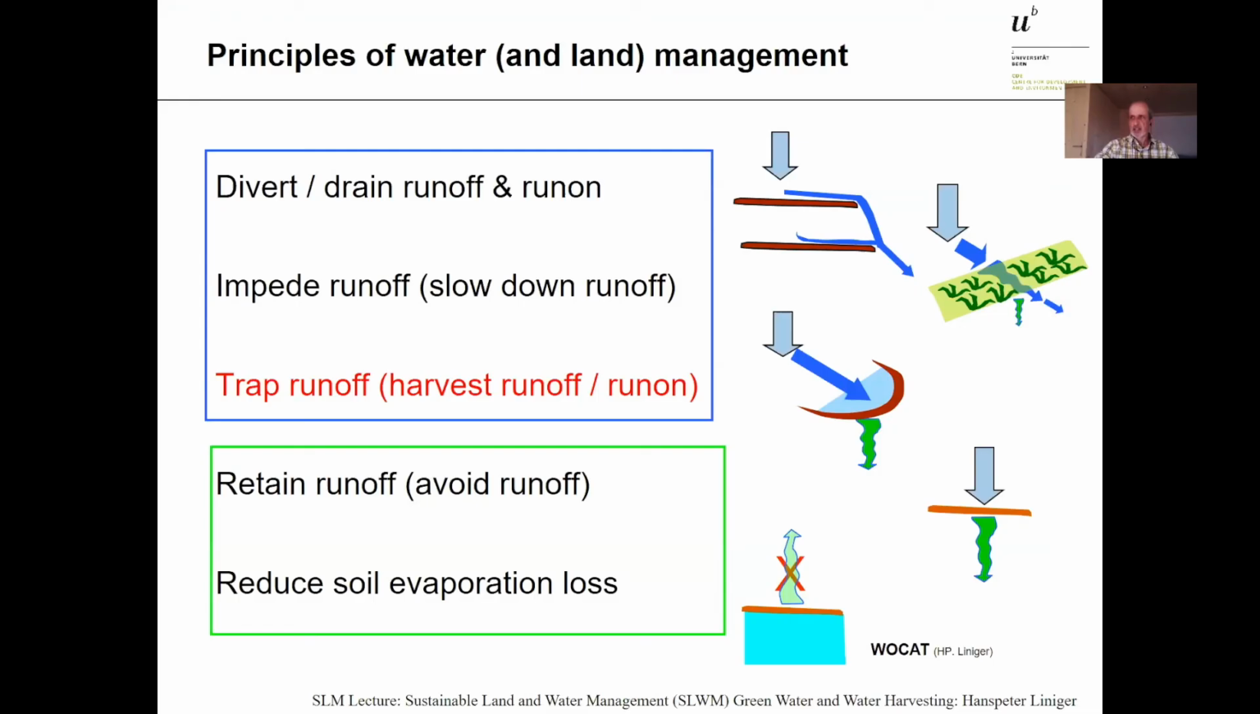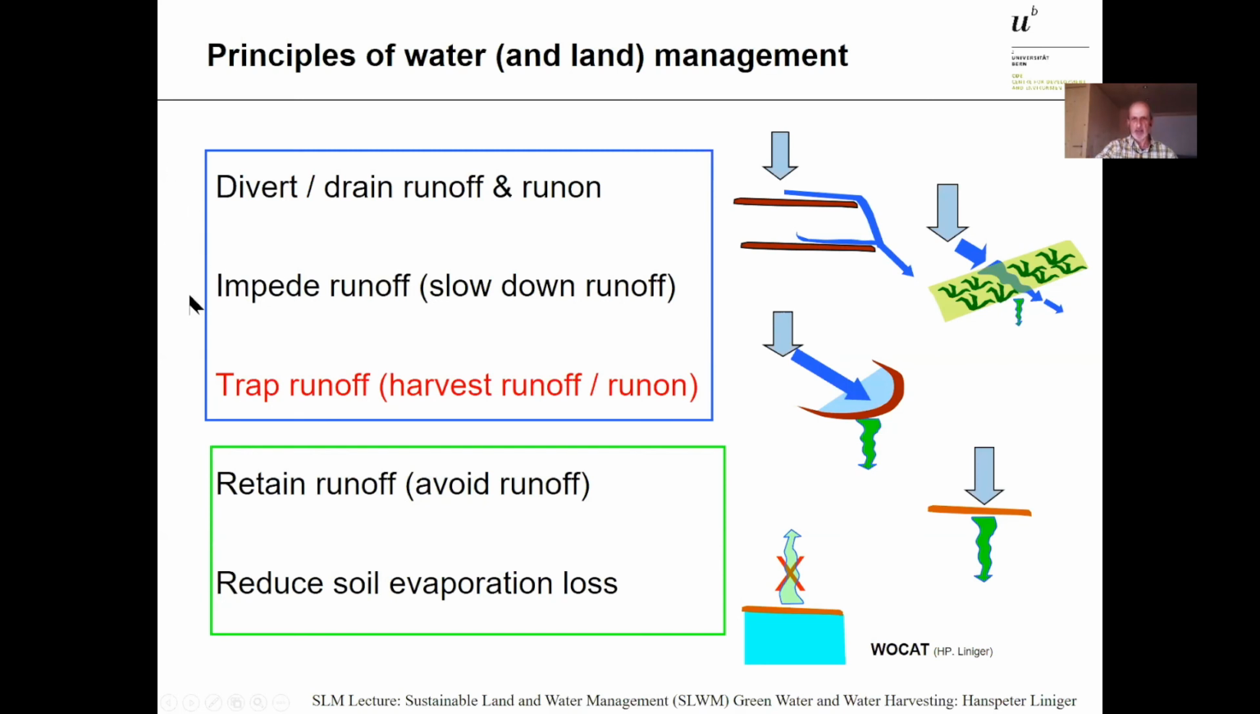So we come to the end of this lecture. I tried to show you green water management, some parts of it, how we can reduce the evaporation loss and the runoff loss. These are two basic principles. And I showed you something on trapping runoff, the harvesting systems that we had a look at. Next time, we will look at the bigger systems.